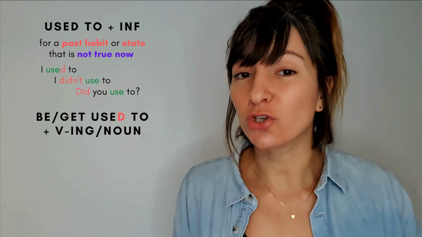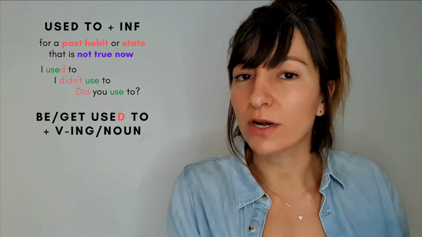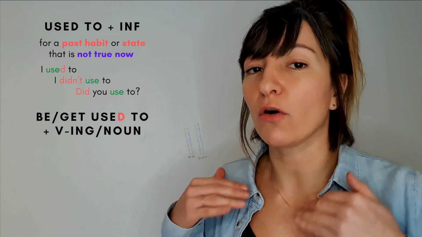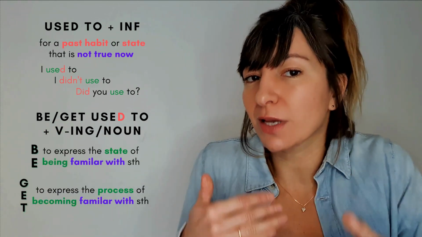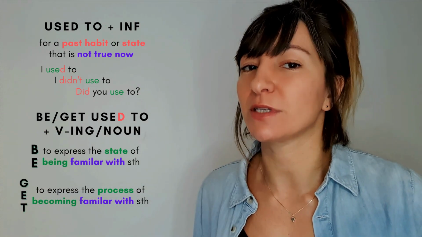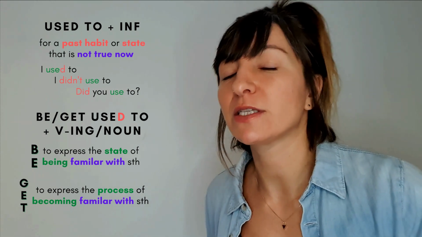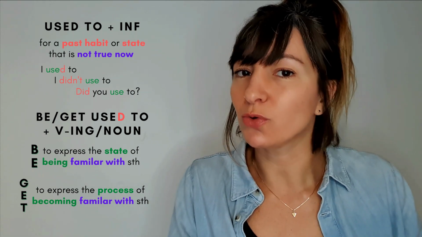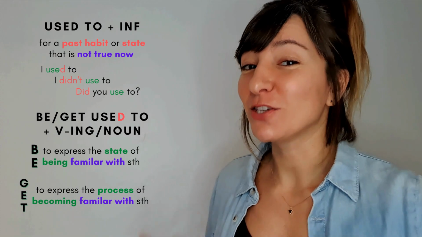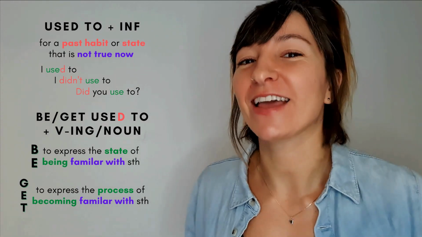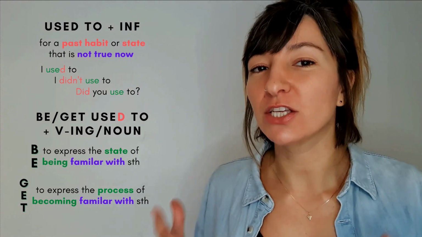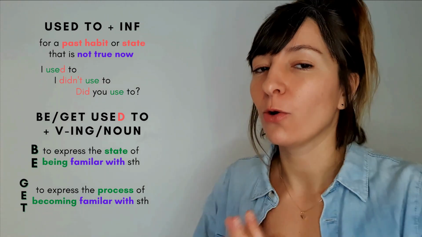Be or get used to plus gerund or noun refers to the state of being or the process of becoming accustomed to something. Be refers to the state, get refers to the process. And use always has a D, okay? The only things that change in the structure are the verbs be or get. Okay, let's practice. Choose the correct option.